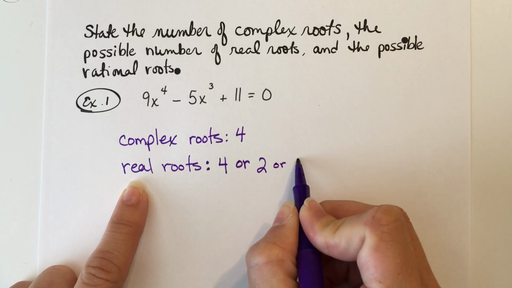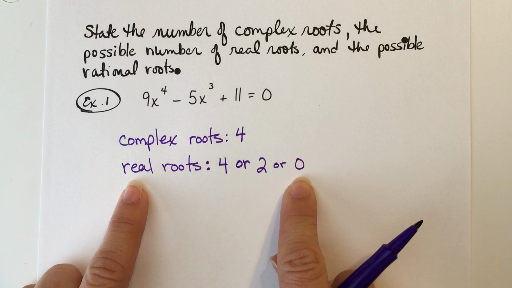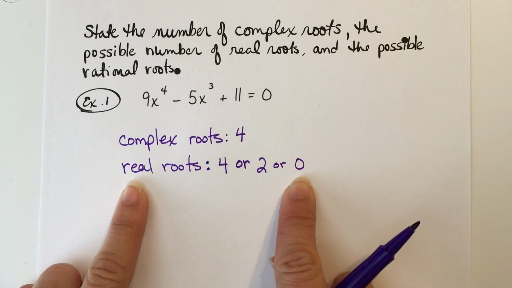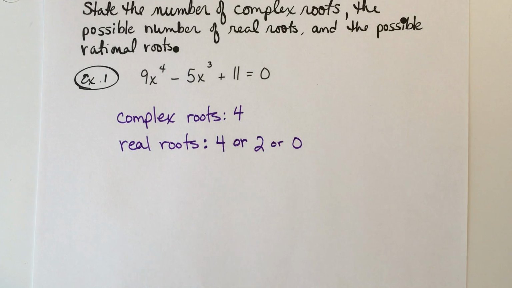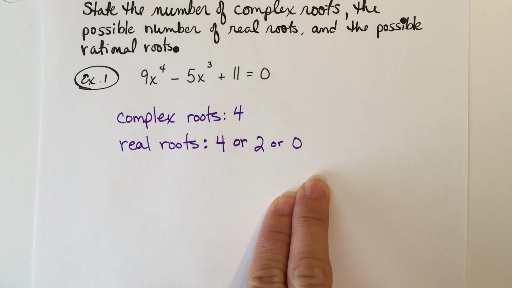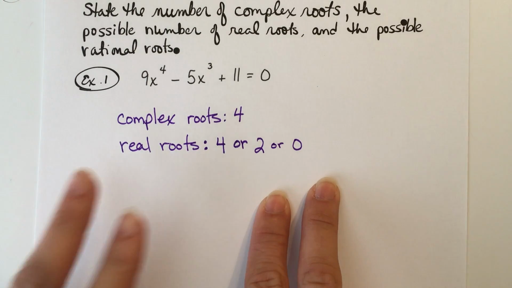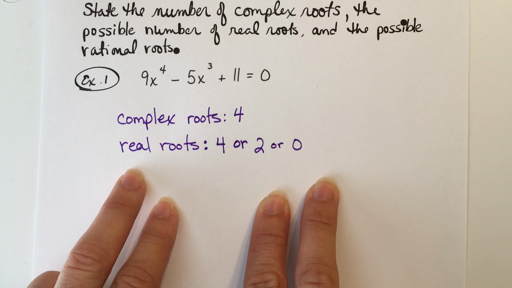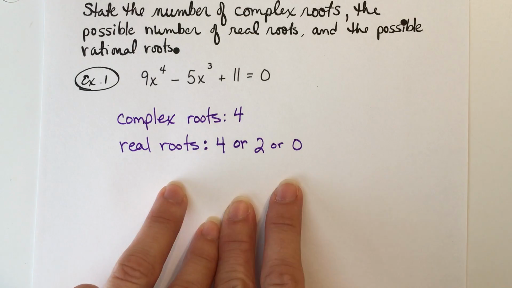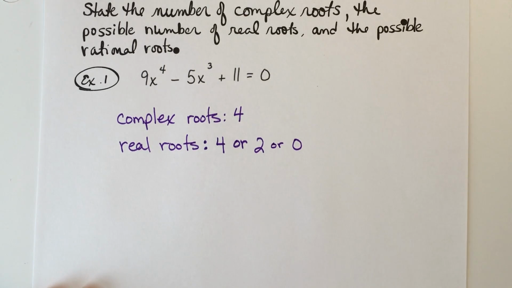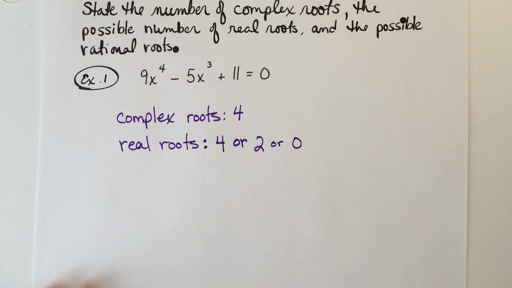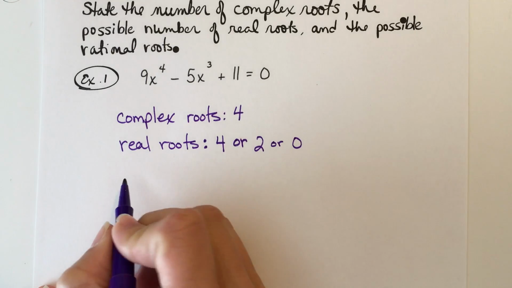But I also could have none that's real. Because if I have none that's real, then what that means is that I have 2 pairs of imaginaries. Like I would have 2 that would be complex conjugates, and then I would have another 2 that would be complex conjugates. And all 4 of them would be imaginary in that situation. All right, then how many of them possibly might be rational roots?